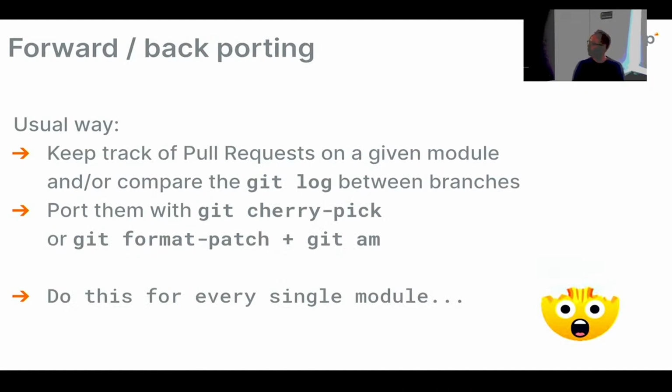The second feature of OCA Port, which was the main one initially, was to keep track of port pull requests. So before that, we were keeping track of pull requests on a given module, so you have to keep an eye on every OCA module you are interested in, and think about if you have to port it. So you will play with git cherry-pick and git format-patch to port manually the commit you want to port.